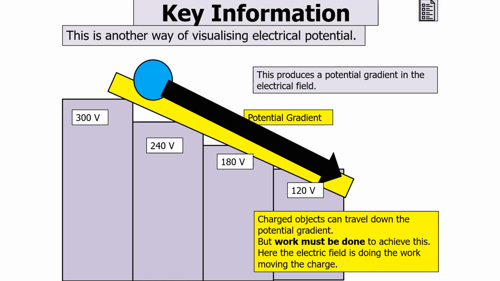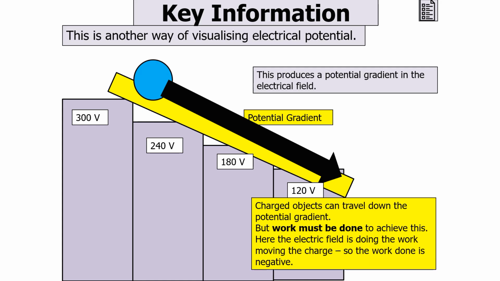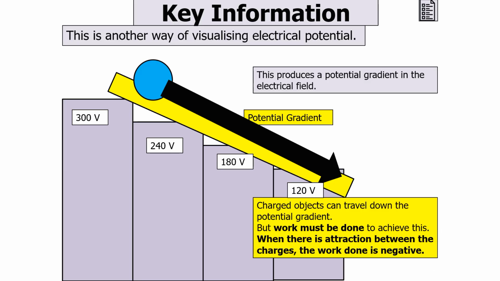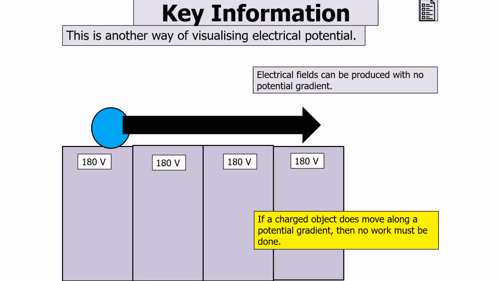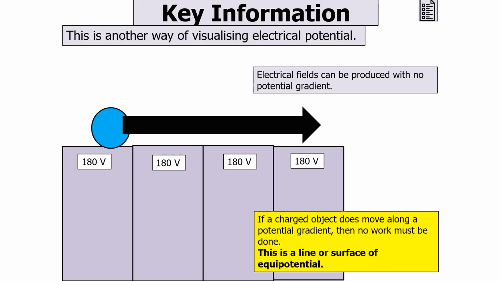So here the electrical field is doing the work to move the charge. We can say the electrical field is attracting the charge. So we know the electrical field is doing the work moving the charge, so we consider the work done to be negative. When there's attraction between the charges, we say our work done is negative. Electrical fields can also produce no potential gradient. If a charged object moves along a potential gradient with nothing, then no work must be done. This is a line or surface of equipotential.